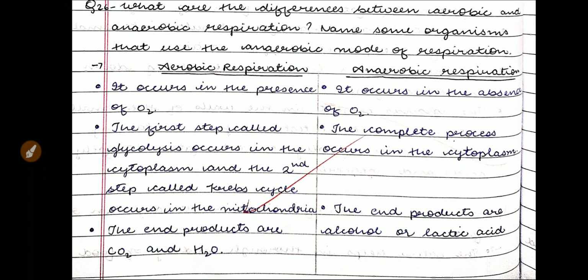It occurs in the presence of oxygen. This is the first one, aerobic, students. It occurs in the presence of oxygen. The first step called glycolysis occurs in the cytoplasm, and the second step called Krebs cycle occurs in the mitochondria. The end products are carbon dioxide and water.